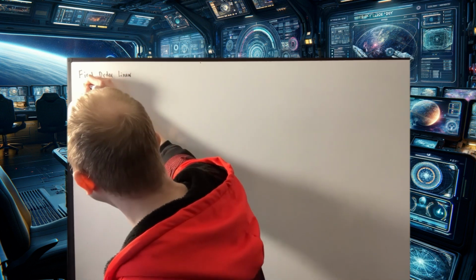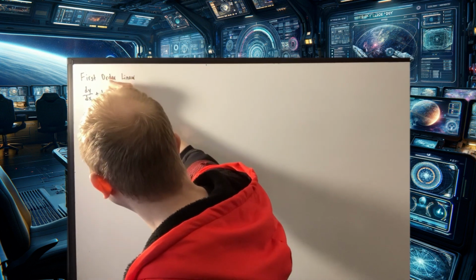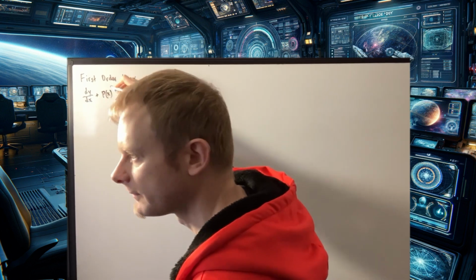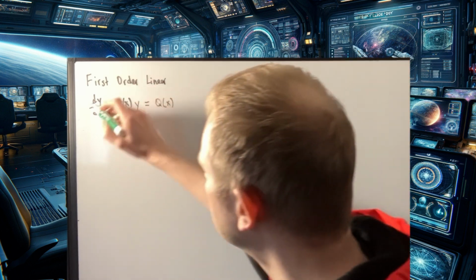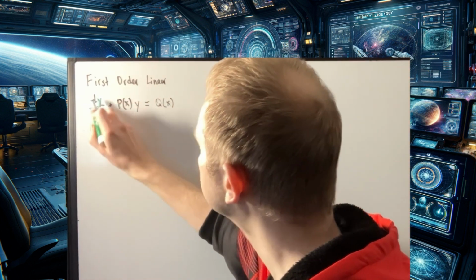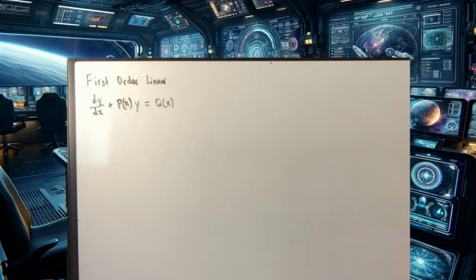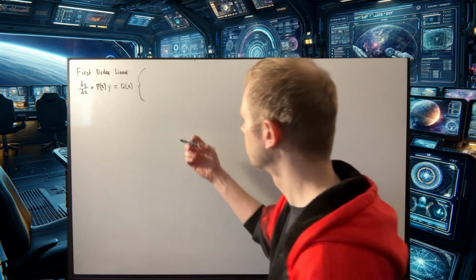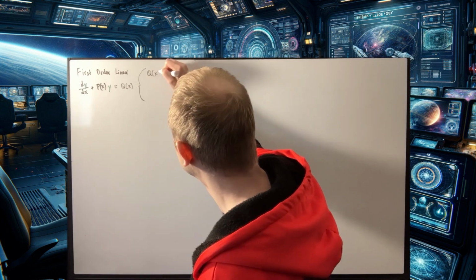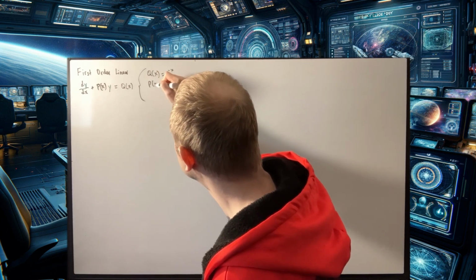We're going to write dy over dx plus p of x y equals q of x. We know that this is first order linear because this is just a first derivative here, and we just have a y here. It's not y squared or anything. First order linear. Now this is the message the alien left us. Q of x equals e to the negative x, and p of x equals 2.